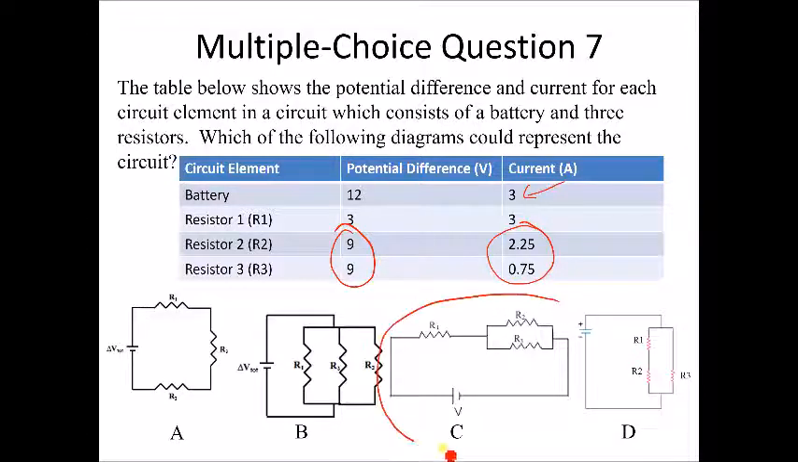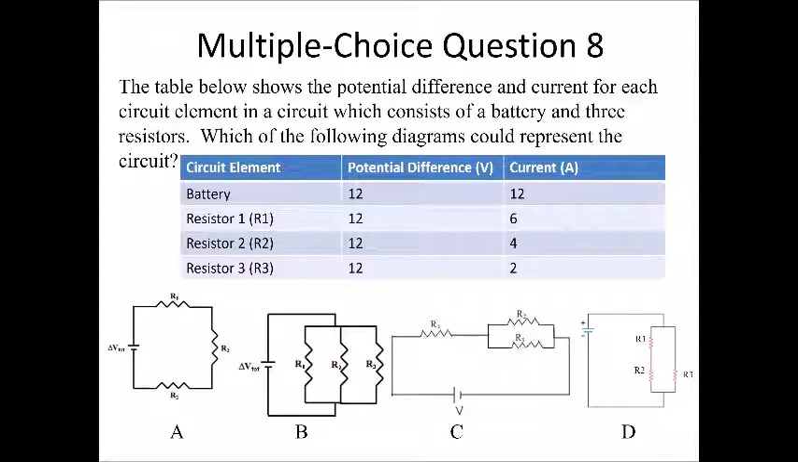This is a combination circuit. 3 amps come out of the battery. They go through resistor 1. They get here to this junction, and some goes this way, some goes this way. Since these two branches are in parallel, they're going to have identical voltage drops. Current comes back together here, and the total current of 3 amps goes back to the battery. So the answer on question 7 is C. We're looking at a combination or a mixed circuit.